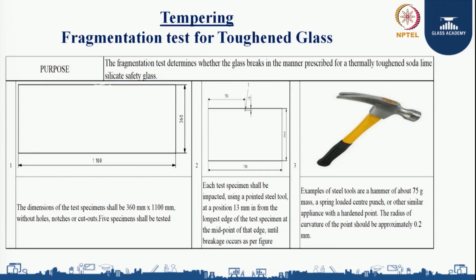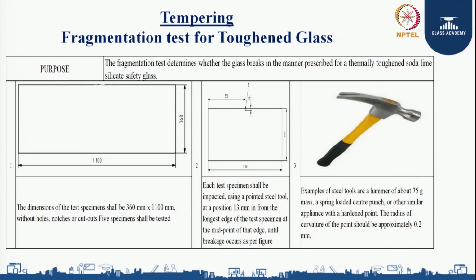Next, each test specimen shall be impacted using a pointed steel tool at a position of ½ inch, that is 13 mm, from the longest edge of the test specimen, at the midpoint of the edge, until the breakage occurs. You can see in the figure, my longer side is 1100, so I am taking the midpoint, that is 550, and from the midpoint I am leaving ½ inch, that is 13 mm, and from there I am impacting.